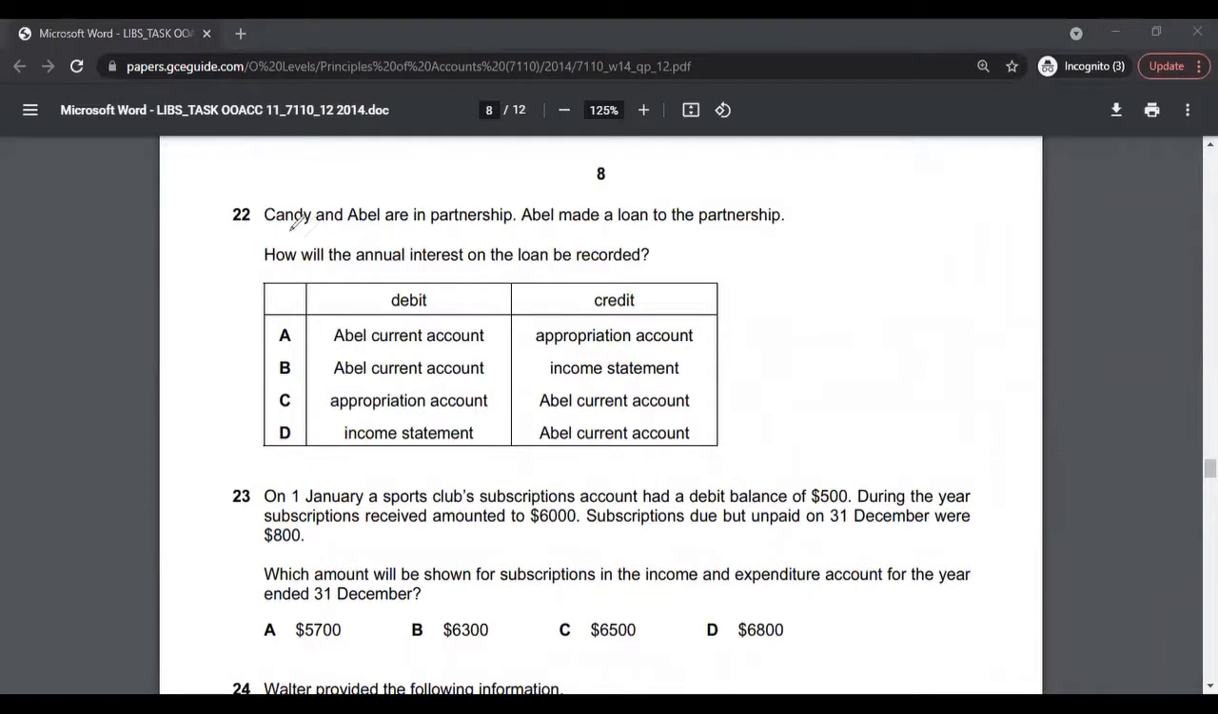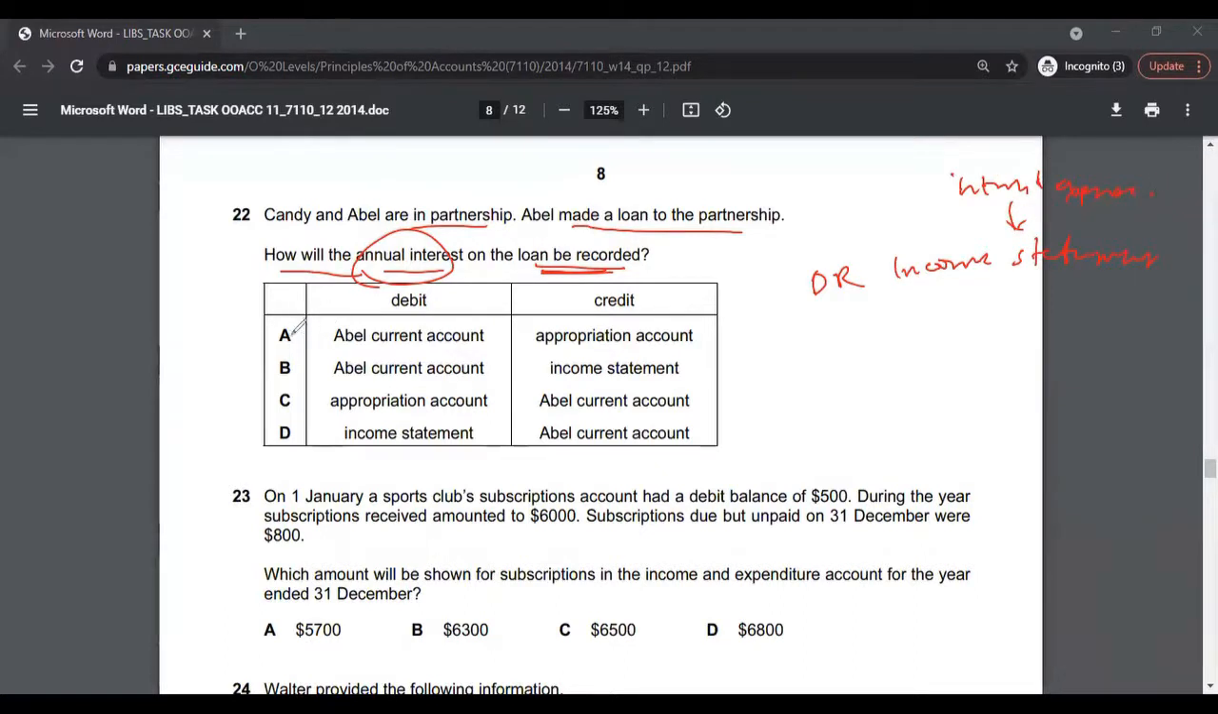Multiple choice 22. Candy and Abel are in partnership. Abel made a loan to the partnership. How will this annual interest on the loan be recorded? So of course, you would debit income statement, definitely, because this is an interest expense. This is an interest expense.